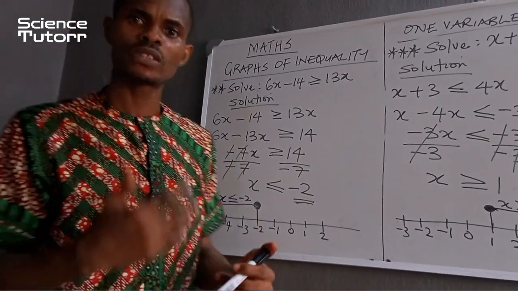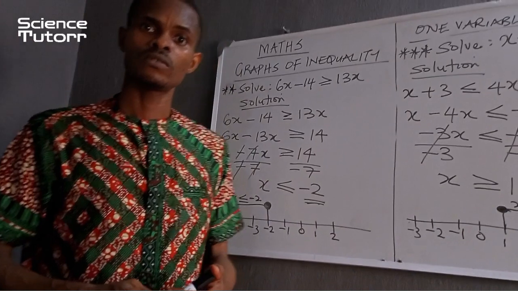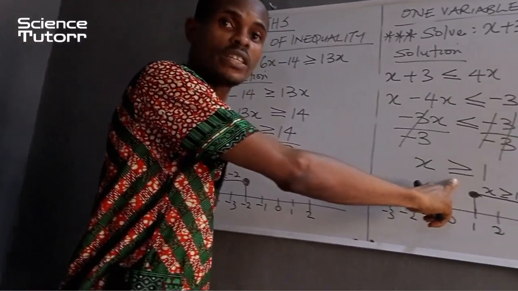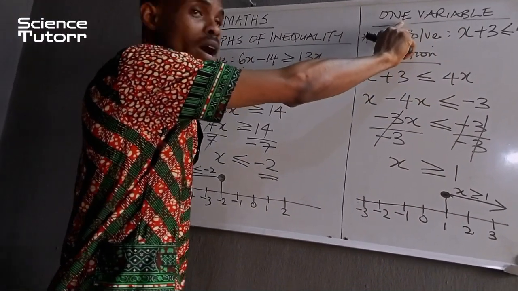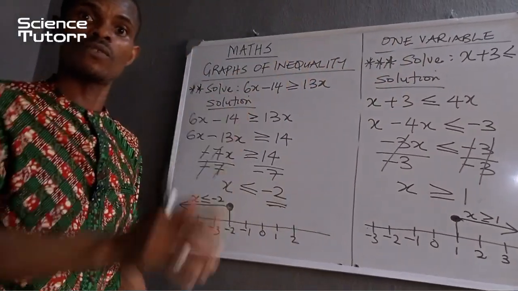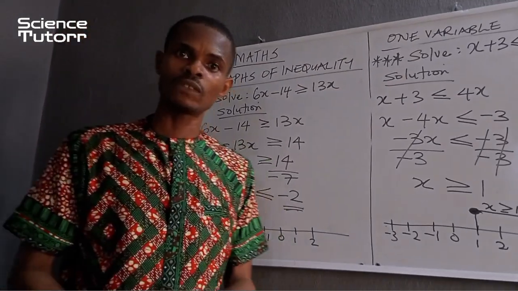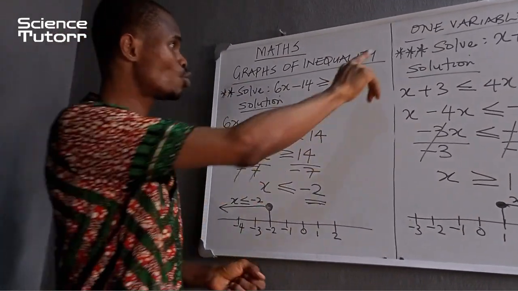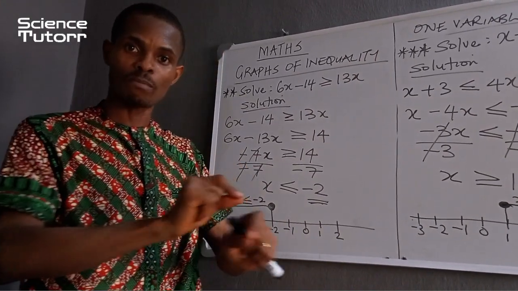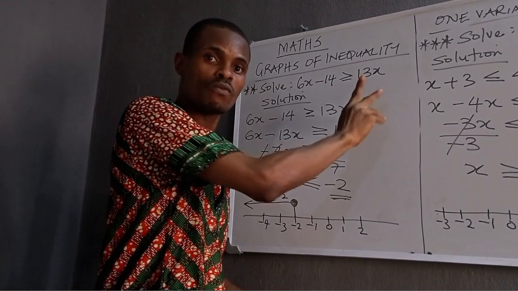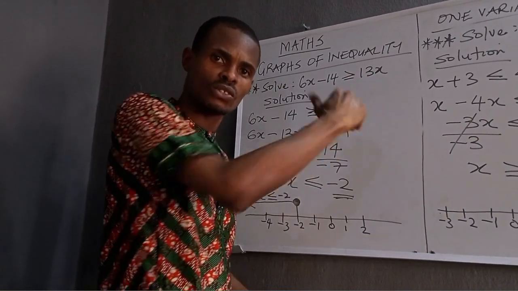So the problems keep going on and on. Once you understand the change of sign, you could solve any problem as far as one variable linear inequality is involved. I'm sure this is clear to us. So hopefully in our next video, we shall be looking at two variable linear inequalities, where we shall be plotting the graph. So stay put.